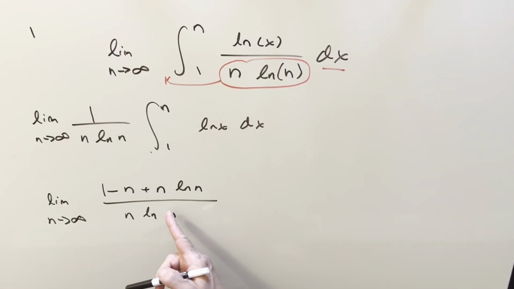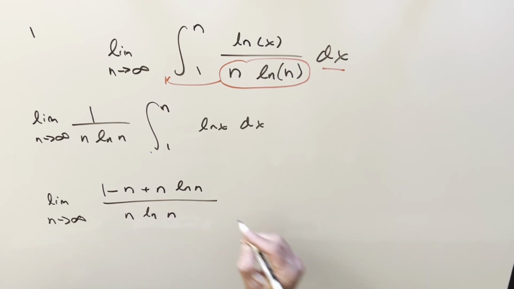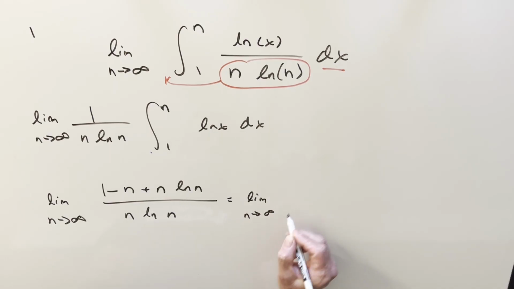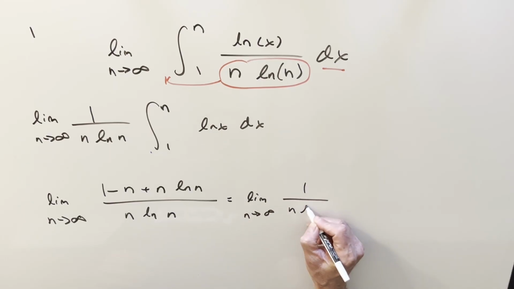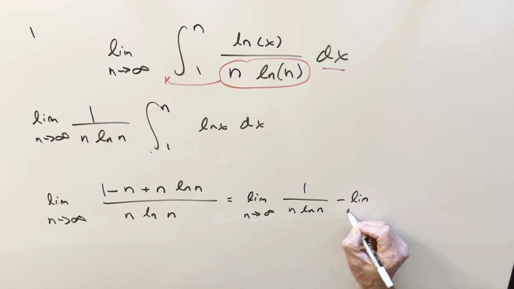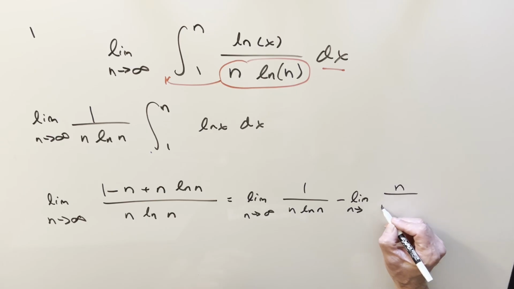Now here, with it broken up in a fraction like this, I'm thinking we could actually just break this up on the minus and plus and do it as 3 limits. Each one I think we can evaluate separately. So we can write this as the limit as n goes to infinity of 1 over n ln n, minus the limit of the second one, which is just going to be n over all this stuff.